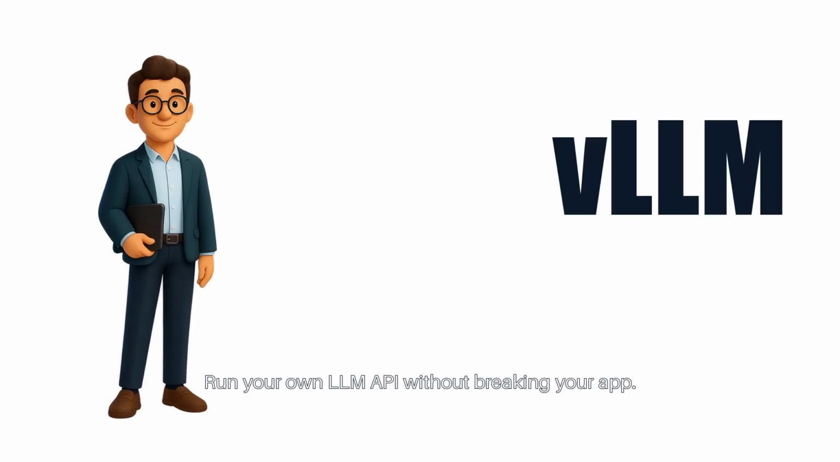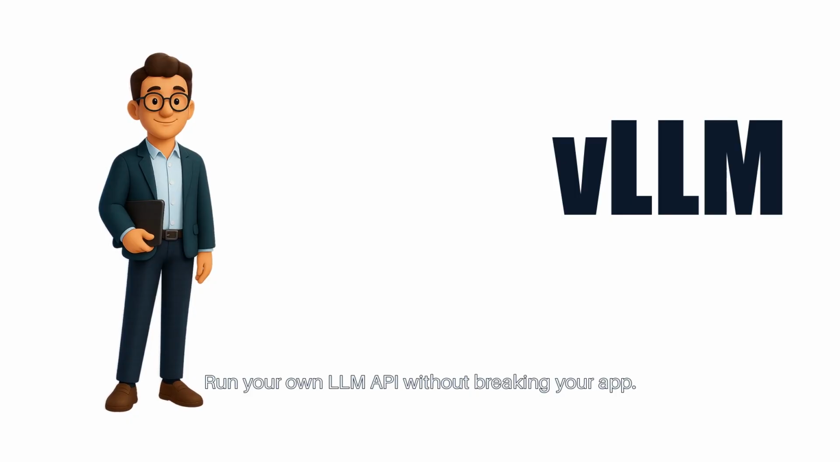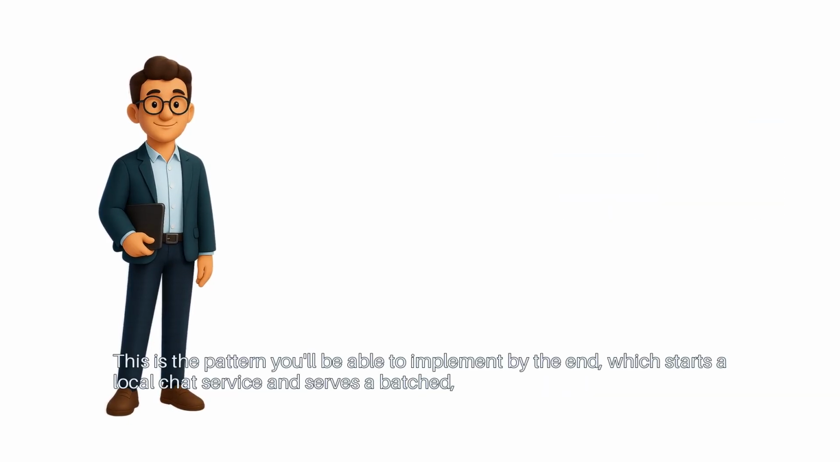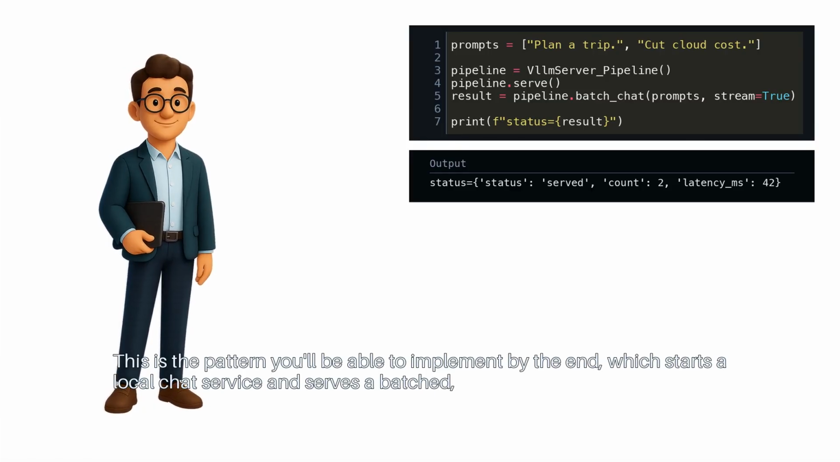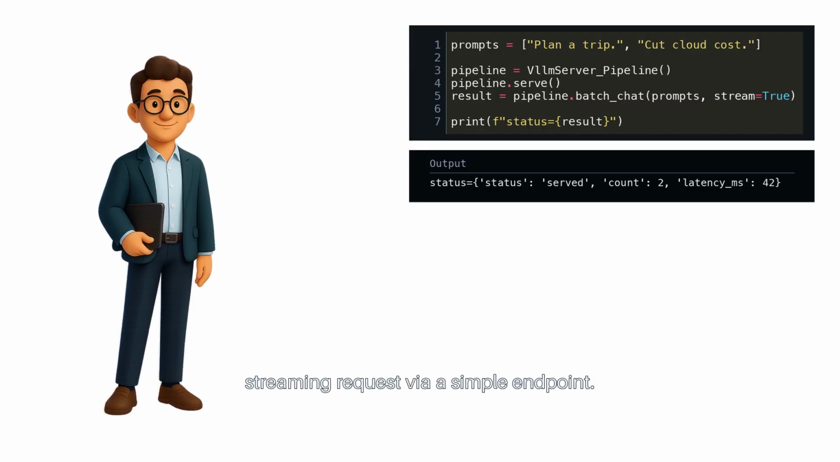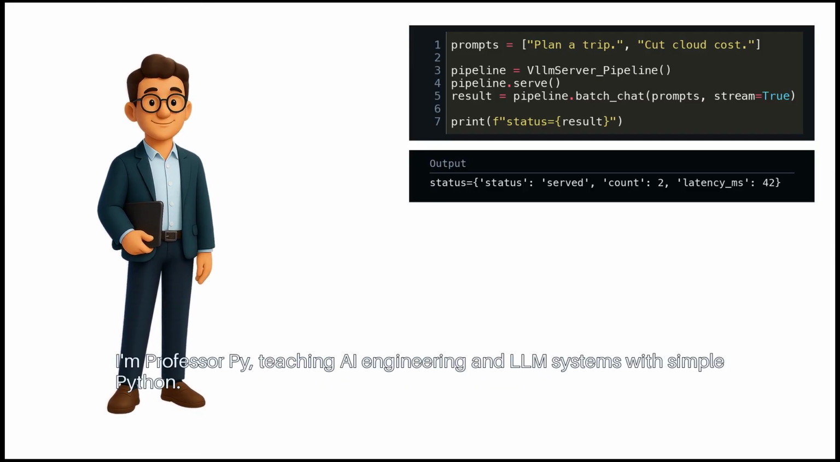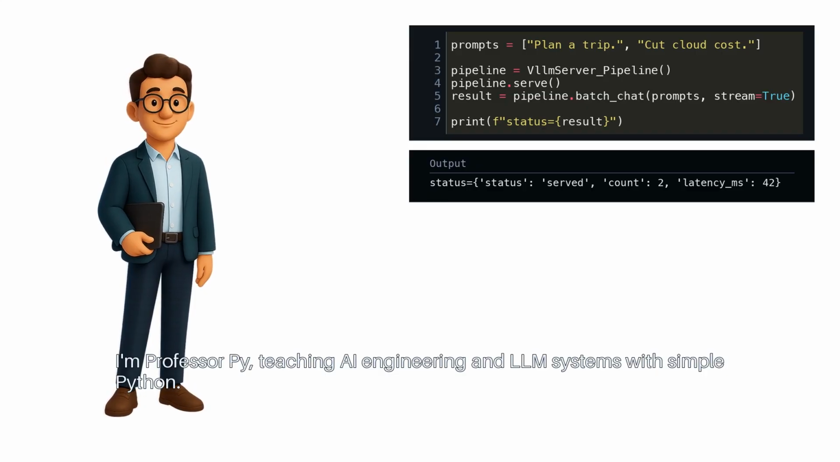Run your own LLM API without breaking your app. This is the pattern you'll be able to implement by the end, which starts a local chat service and serves a batched streaming request via a simple endpoint. I'm Professor Pi, teaching AI engineering and LLM systems with simple Python.